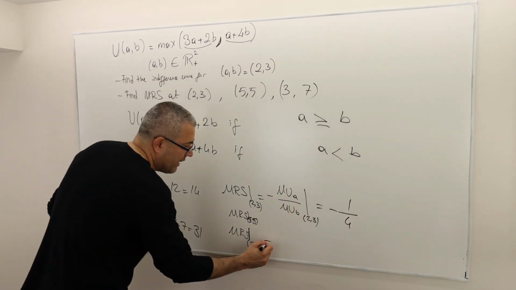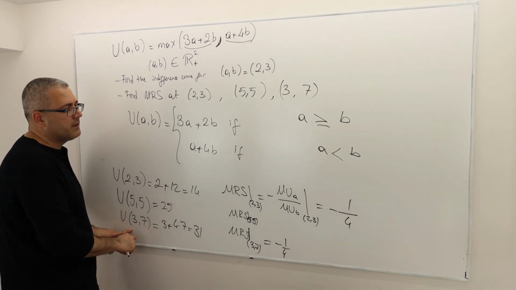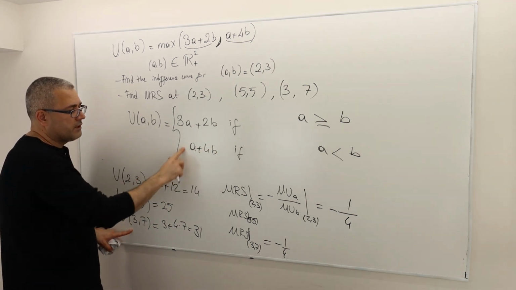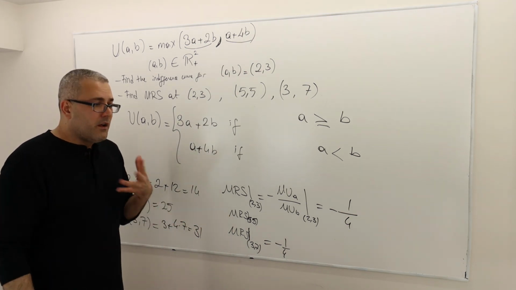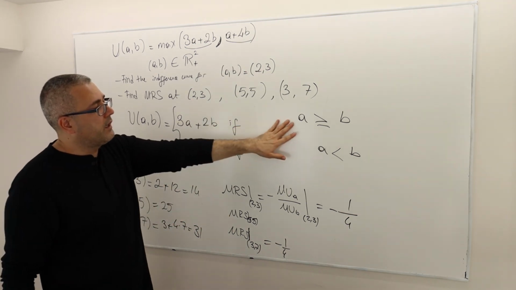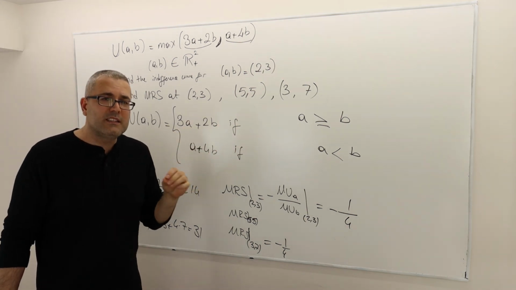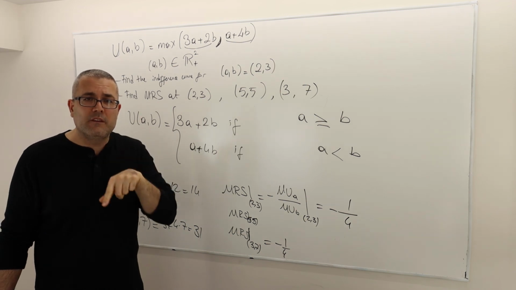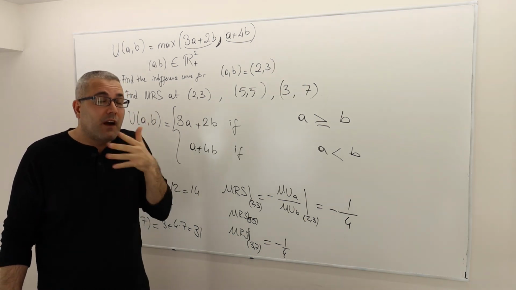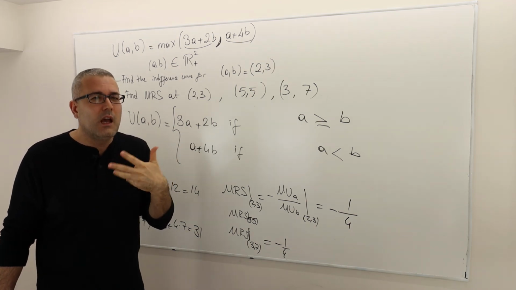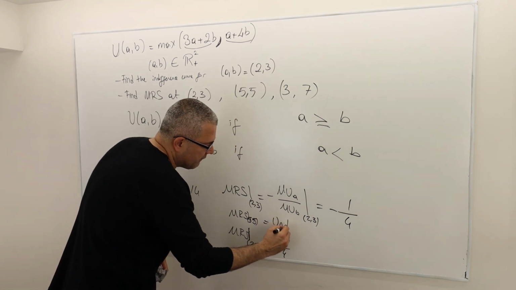In fact, same here. Because remember, 3, 7 is a point where utility function is equal to this one. Well, what about this guy, 5, 5? Remember, 5, 5 is the point where utility function is either this one or this one. So this is the kink point. And the kink point is the point where the functions are not differentiable. And so therefore, the marginal rate of substitution here is undefined.